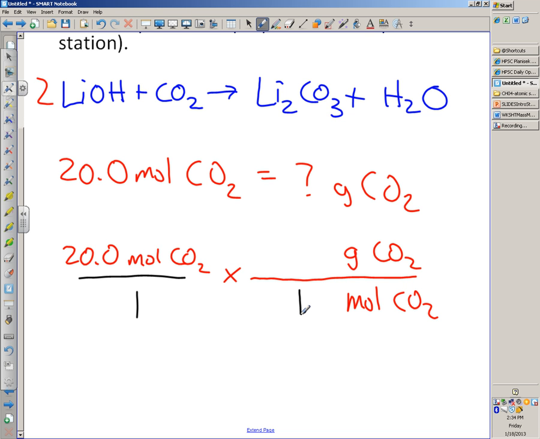What number goes in front of grams? The formula mass, which in this case is 44.01, right? Katie, how do you get the formula mass for this compound specifically?